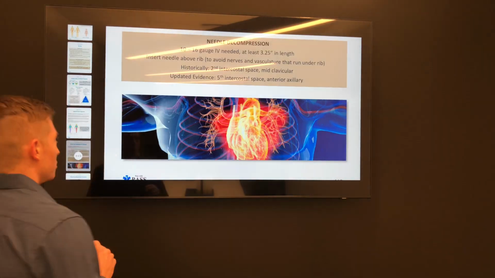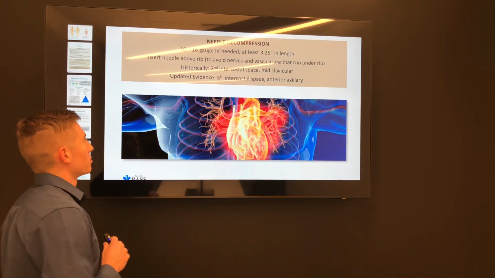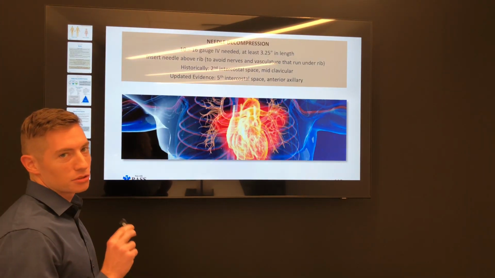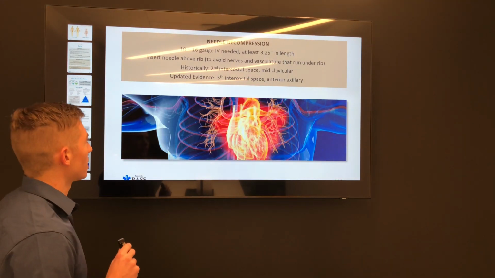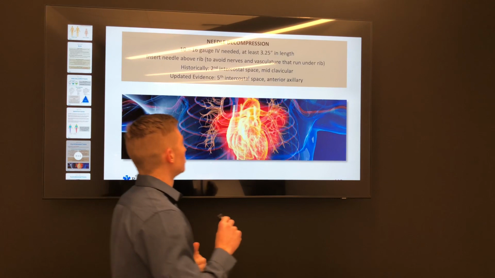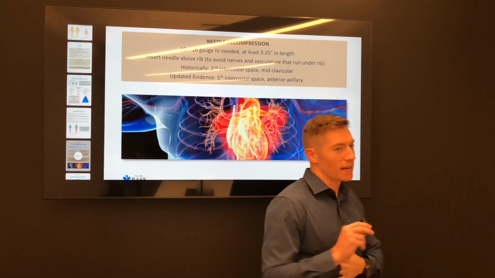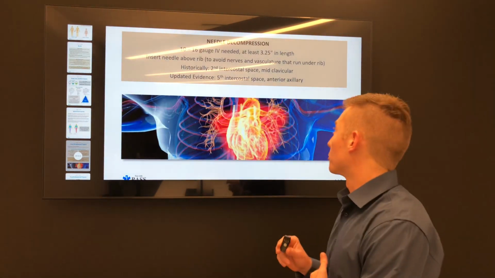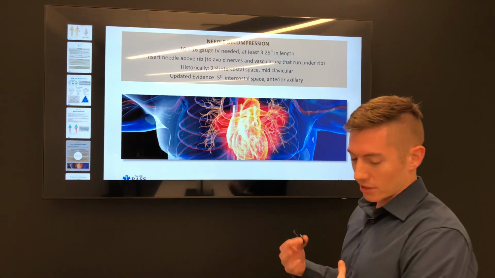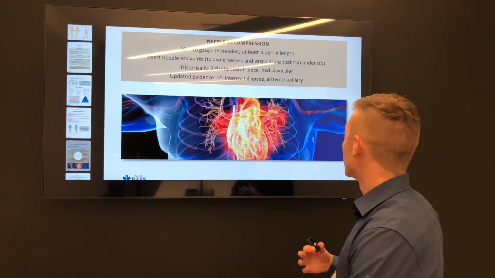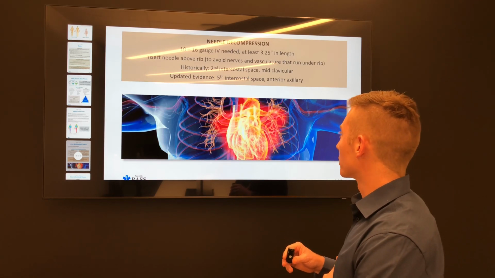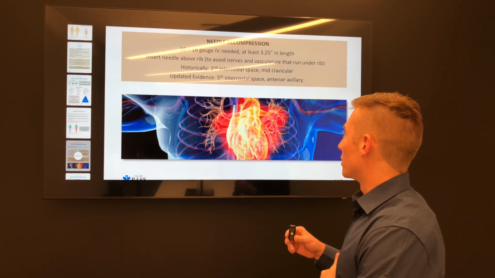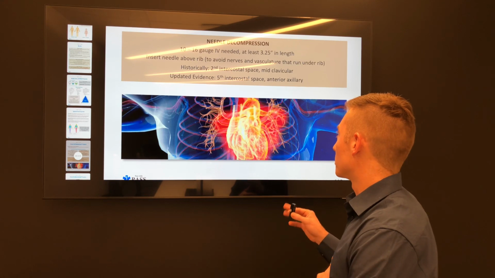So what we would do to treat this is a needle decompression. We would take a 10 to 16 gauge needle, at least 3¼ inches in length, and insert that needle above the rib to avoid the nerves and vasculature. We don't want to stab the veins that are under the rib. Historically, second intercostal space, mid-clavicular. Updated evidence, fifth intercostal space, anterior axillary.